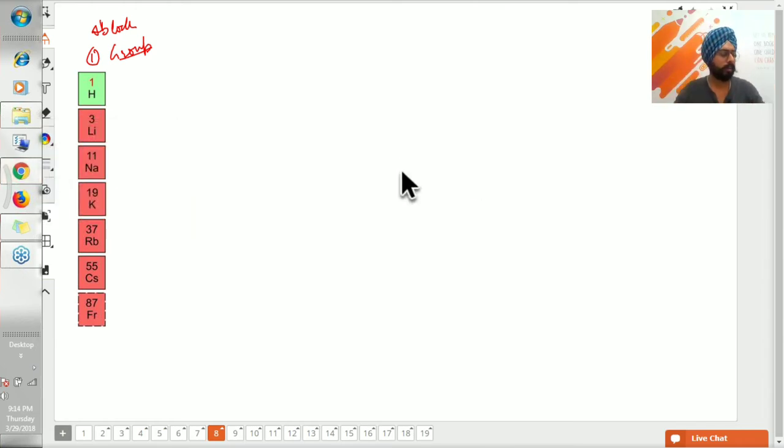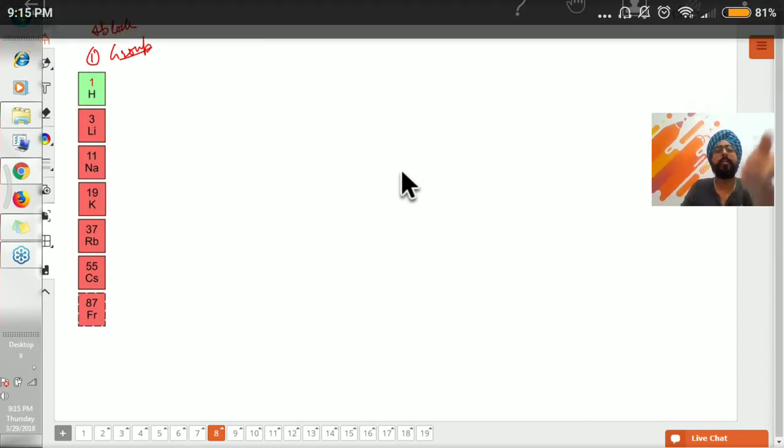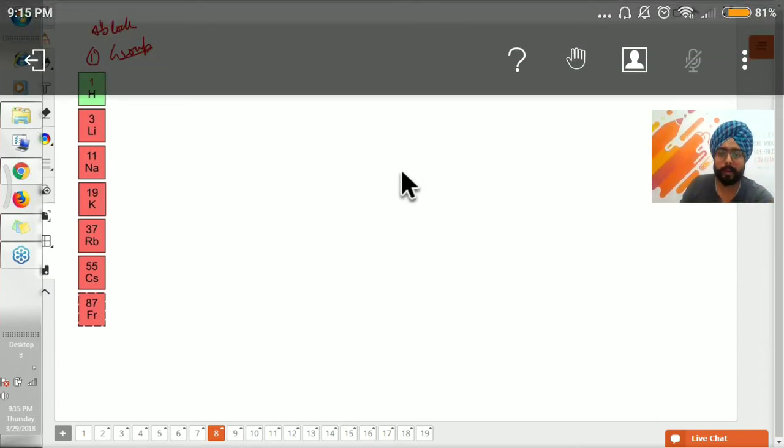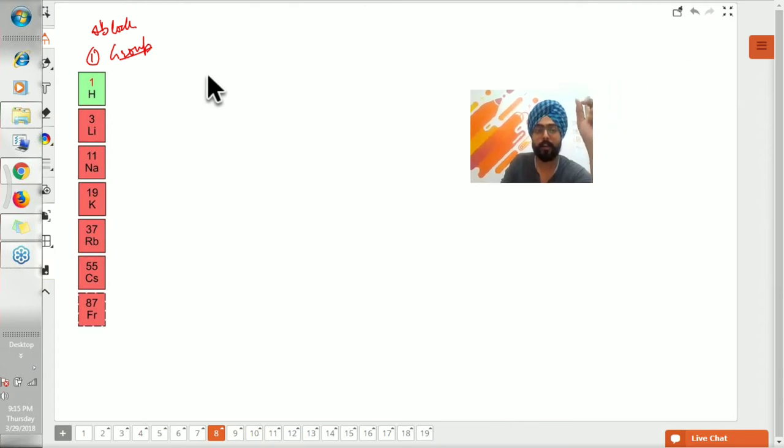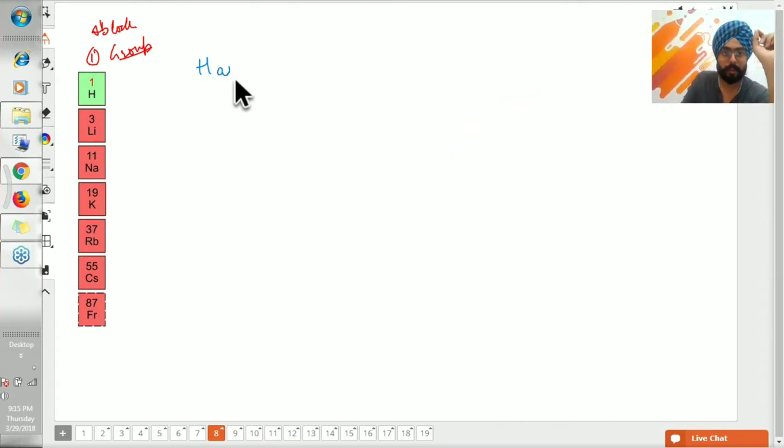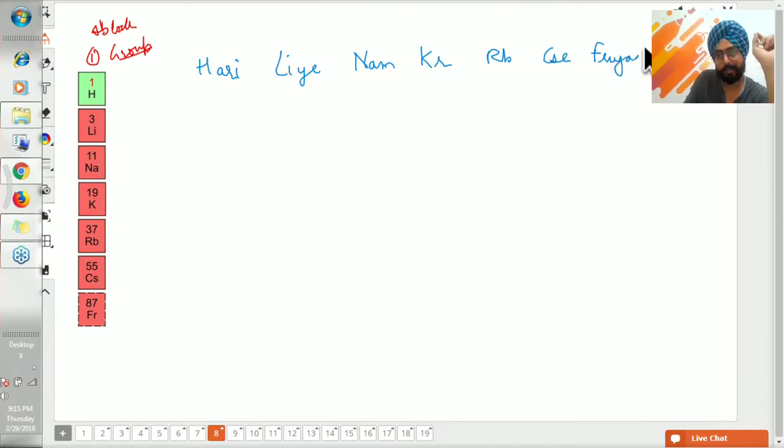So I used to be a bit academically oriented back then, and I wanted to memorize the whole periodic table. There was a maths teacher, his name was Mr. Rakesh, and he was a very jolly fellow. I was good friends with him, and I just randomly went to him and said, "Sir, please tell me how to memorize the periodic table." That sentence he said at that point of time, I still have in my mind since 8th standard, and that is, "Hari liye naam kar rab se faryad."